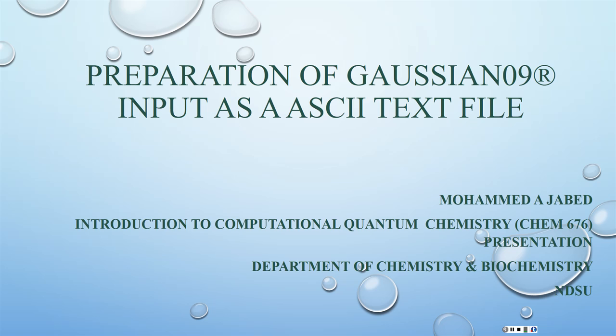Thank you, Dimitri. I'm Mohammed. In the last couple of presentations, we learned how to do some quantum chemical calculations using the Gaussian software, but we have to give some instructions to the Gaussian software. For that purpose, we need to make an input file, and we use a graphical software, the GaussView software, to make that input file.